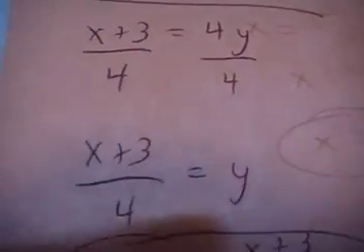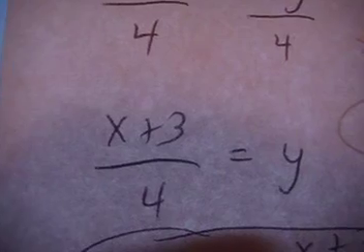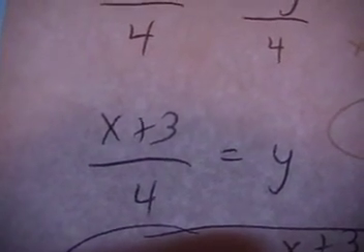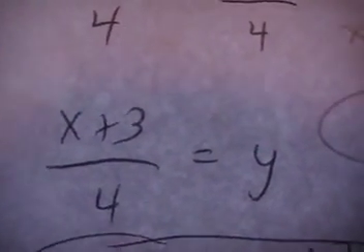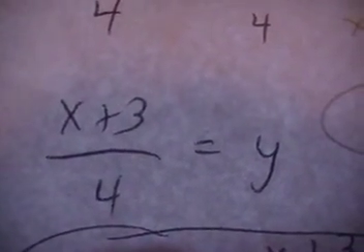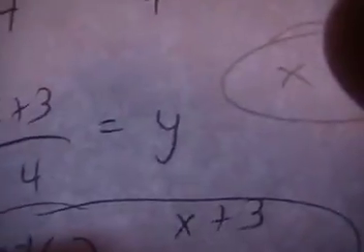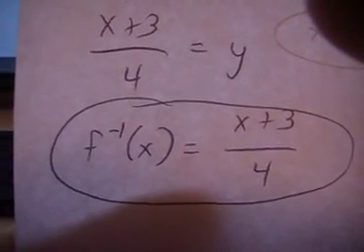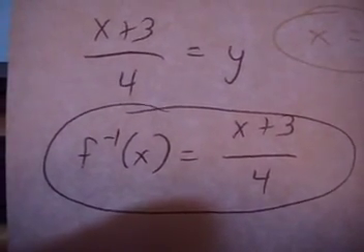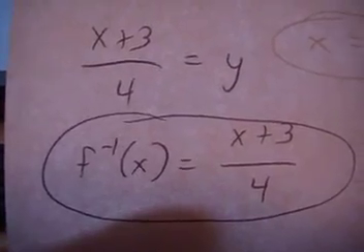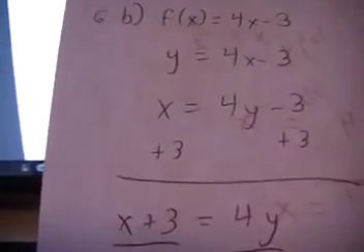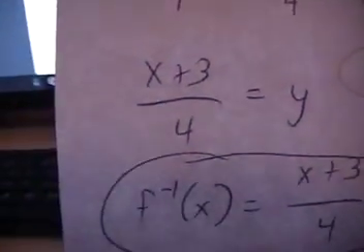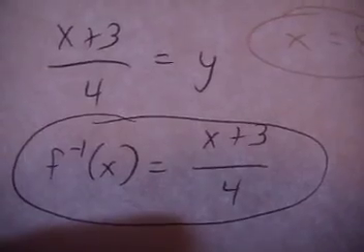Once the y is by itself, that's in essence the inverse. The inverse of our function is x plus 3 all over 4. To denote that it is definitely the inverse, we change the y back to function notation, and we specifically call it f inverse of x. The notation looks like a little -1 exponent, but it's read f inverse of x. Then you know it's definitely the inverse of f of x. Here's f of x, 4x minus 3. The inverse is x plus 3 over 4.